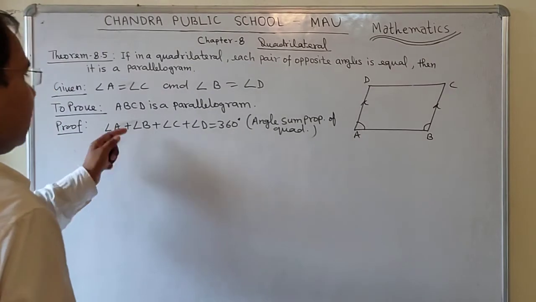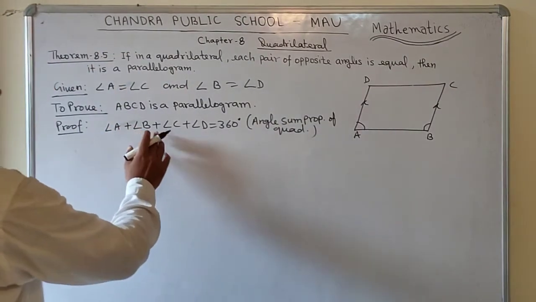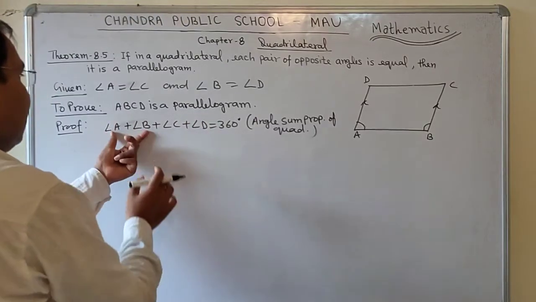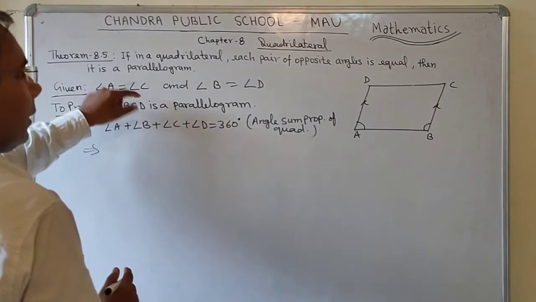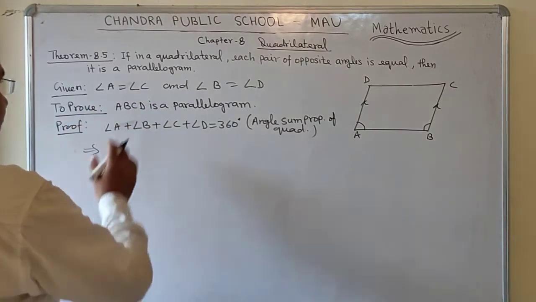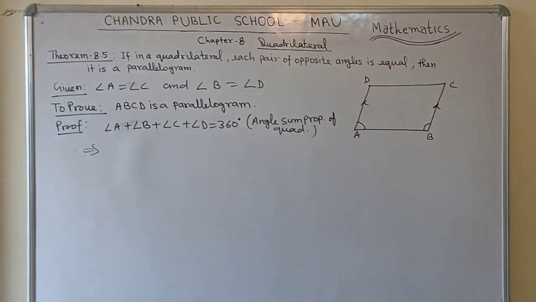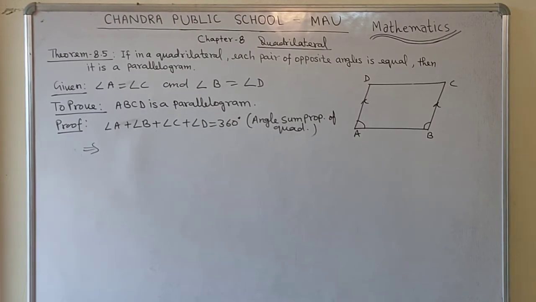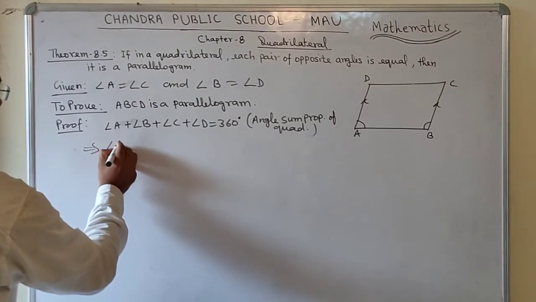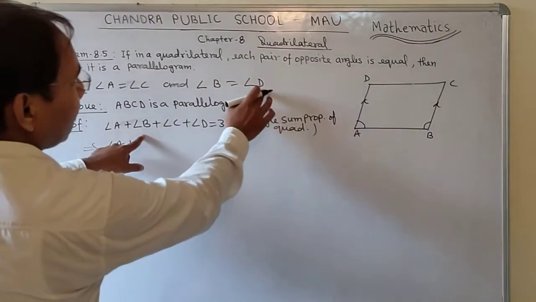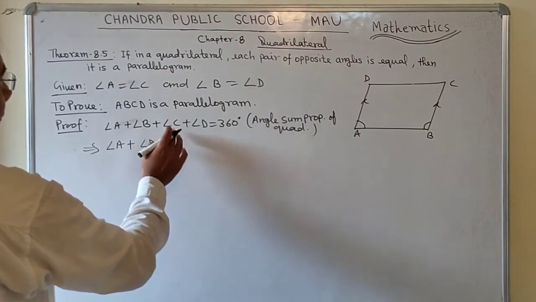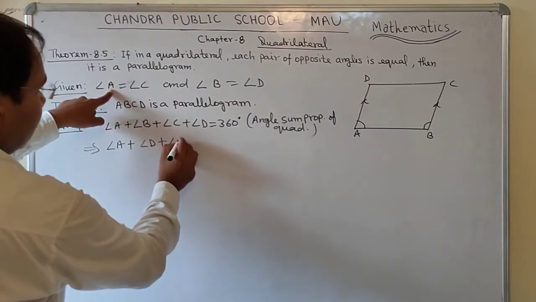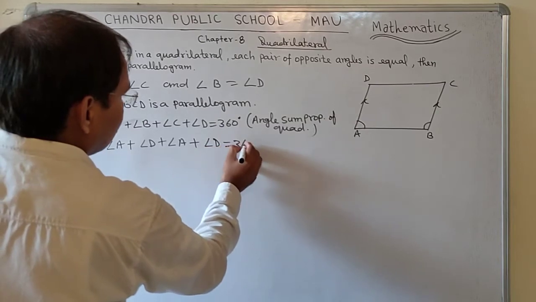Now students, here I will replace angle A and angle B. At the place of angle A I am going to write angle C. So here I am going to write angle A plus, now angle B. Angle B equal to angle D. So at the place of angle B I am going to write angle D. So angle D plus angle C. I am going to replace angle C by angle A, so angle A plus angle A plus angle D plus angle D is equal to 360 degree.